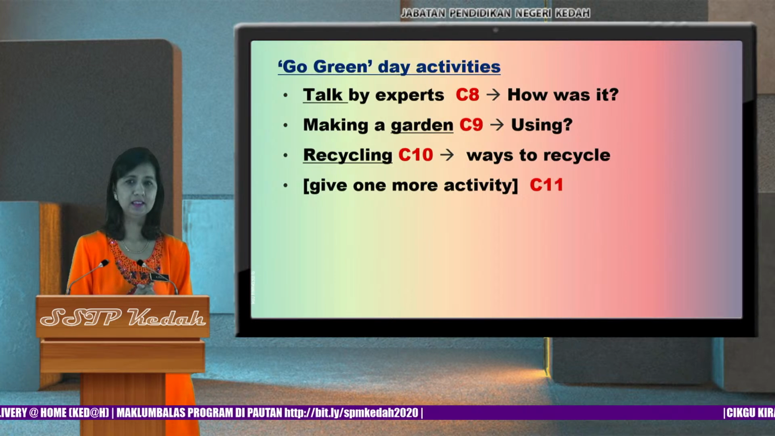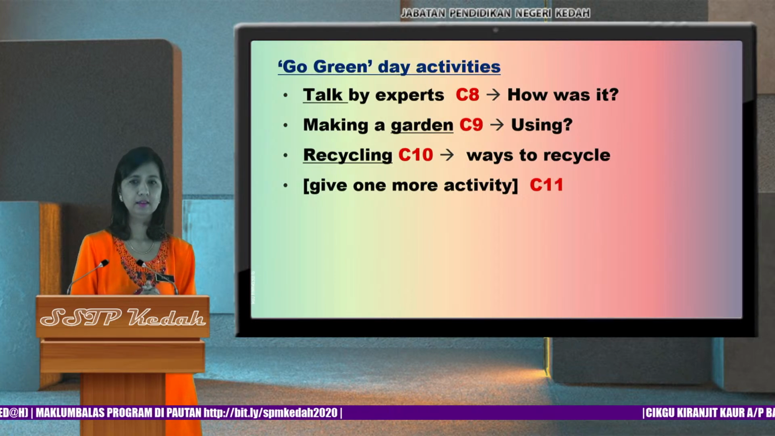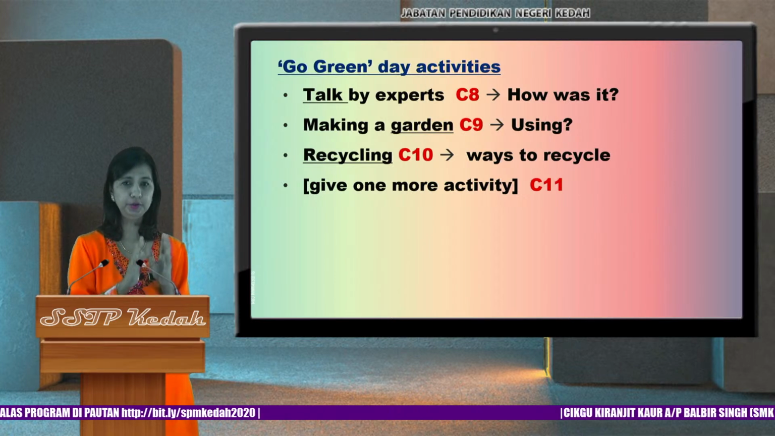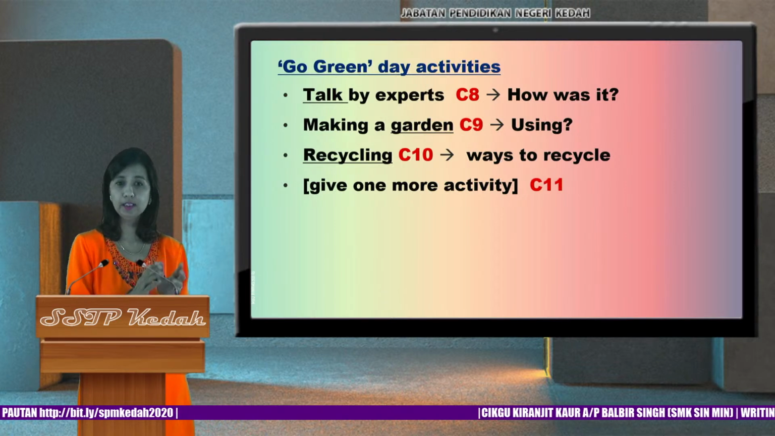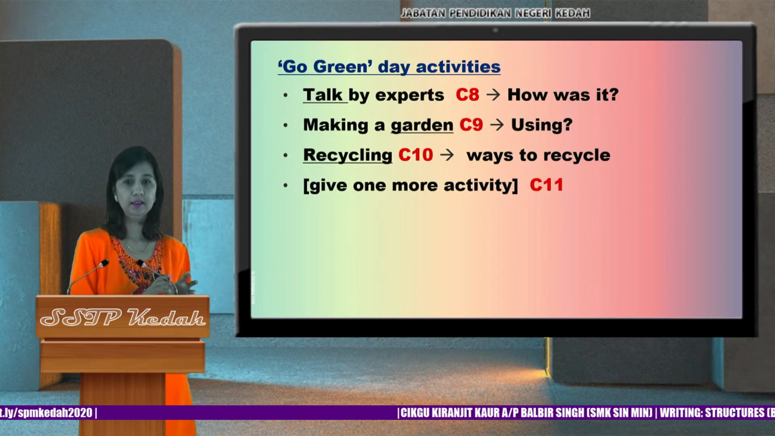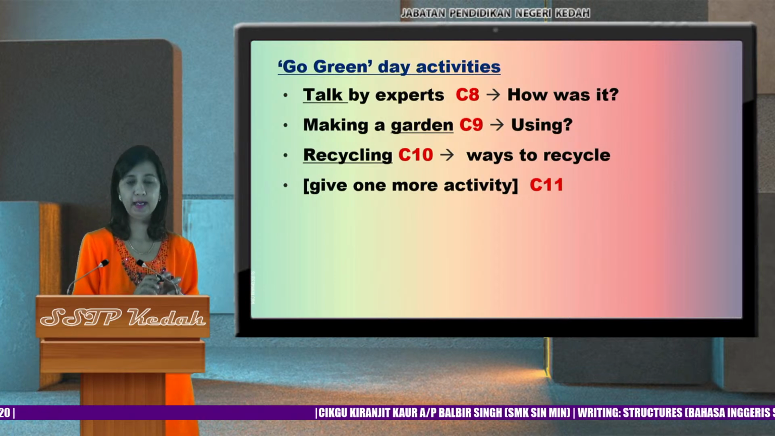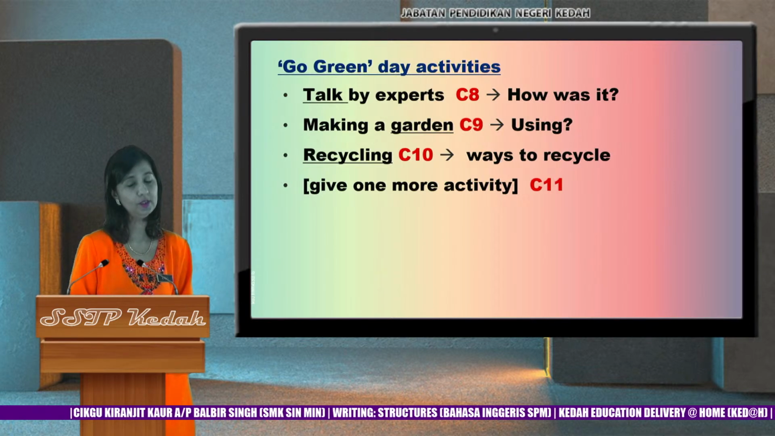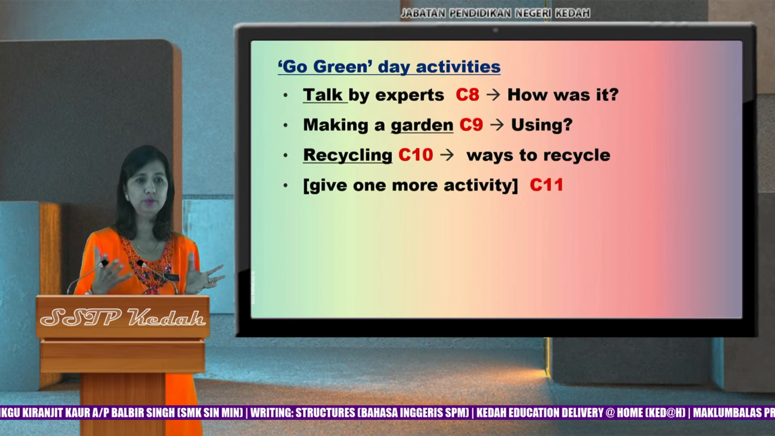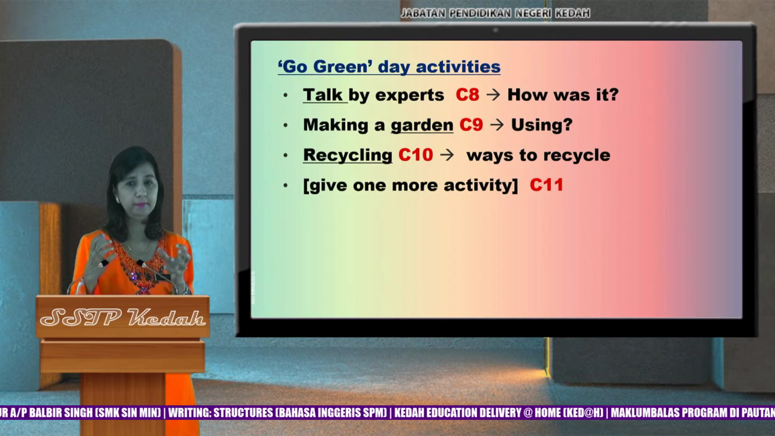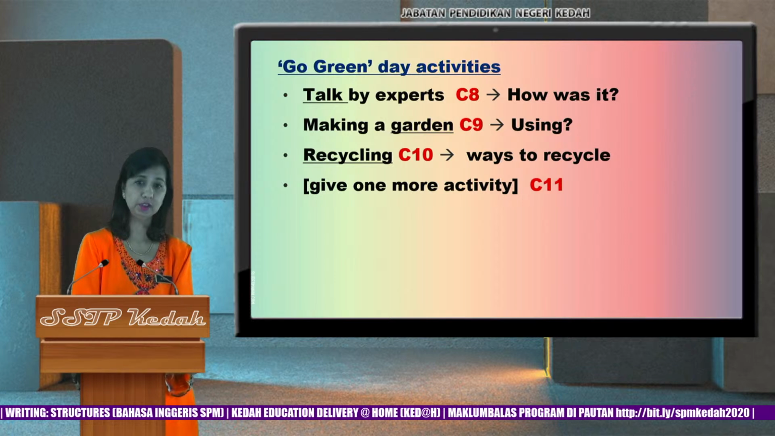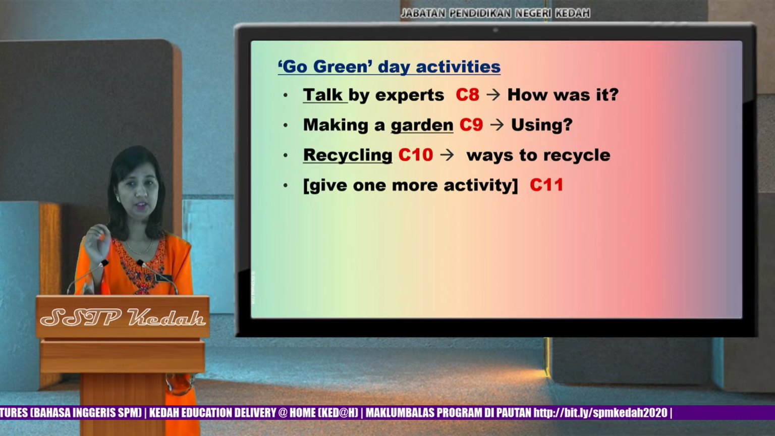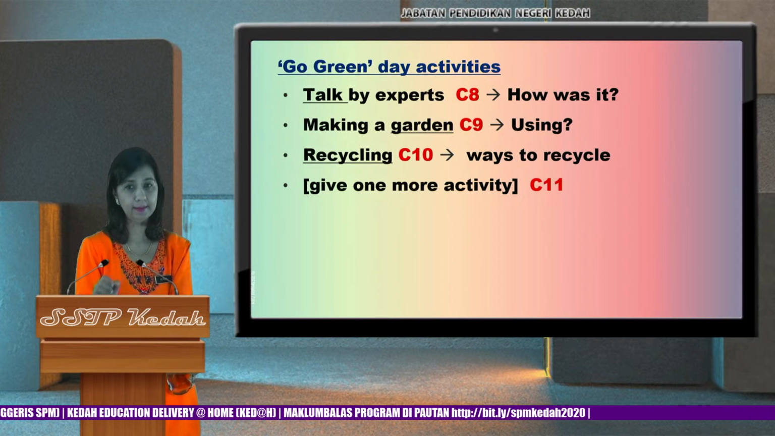Now, talk by experts. What's experts? I don't know what experts is. Okay, it's okay, but you know the word talk. So focus on this word talk. A talk is usually given by people who know the topic very well, in this case, the environment topic. So experts must be people who know this topic very well. So make a wild guess. Don't worry. So how did you feel about the talk? All these questions are going to help you with the elaboration, okay?